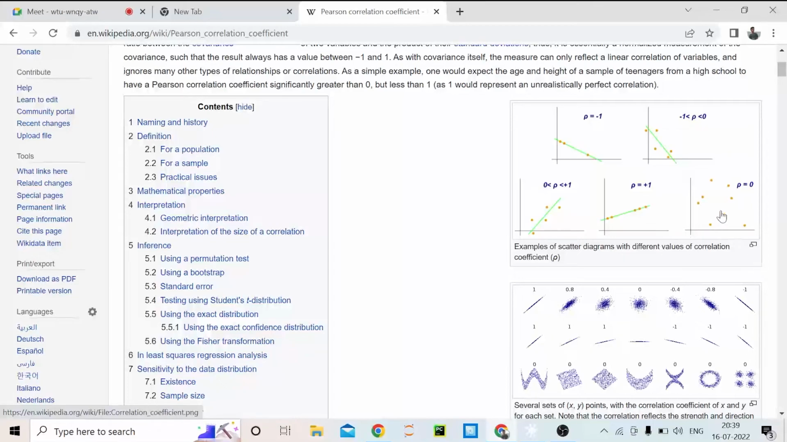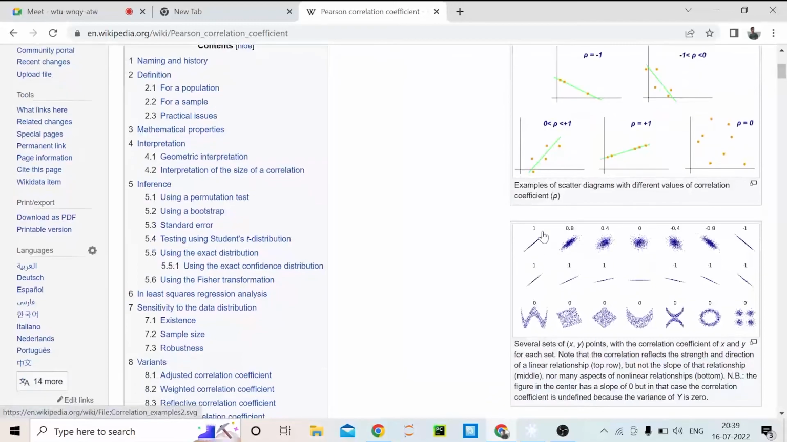In this case, you can see there is no relation. When x is increasing, y may be increasing or decreasing; it is not dependent upon x. That means x and y are not correlated to each other. In this case, the Pearson correlation is 0. Here you can see the Pearson correlation is 1. Here you can see not all the points are on the line. Here you can see x is increasing, y is also increasing.